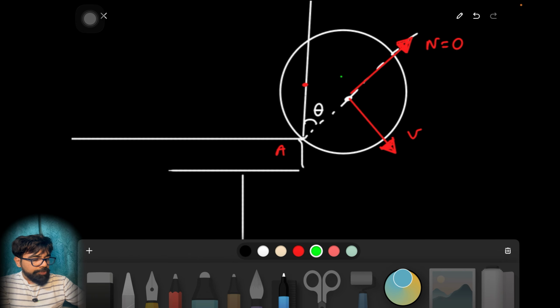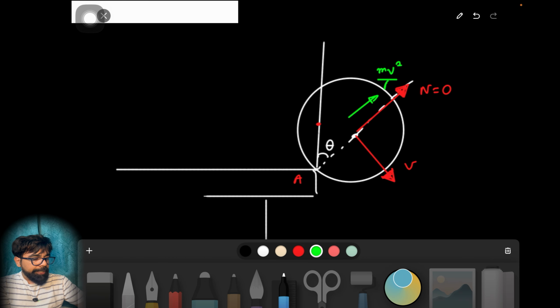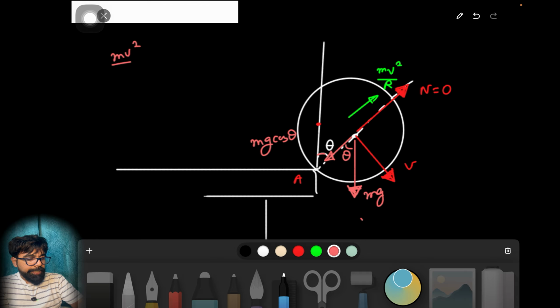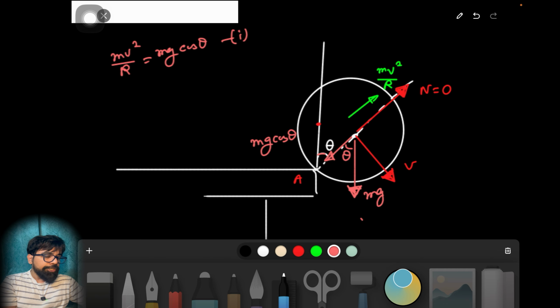So what will be the pseudo force value? It's going to be mv square by r, and the component of gravity towards this point, you can see this is the mg acting vertically downward. If this angle is theta, this is also going to be theta, and the component of gravity towards point A is going to be mg cos theta. So for this cylinder to lose contact at point A, mv square by r, which is the centrifugal force, must be equal to mg cos theta. So this is equation 1. For this condition, the normal reaction becomes 0.